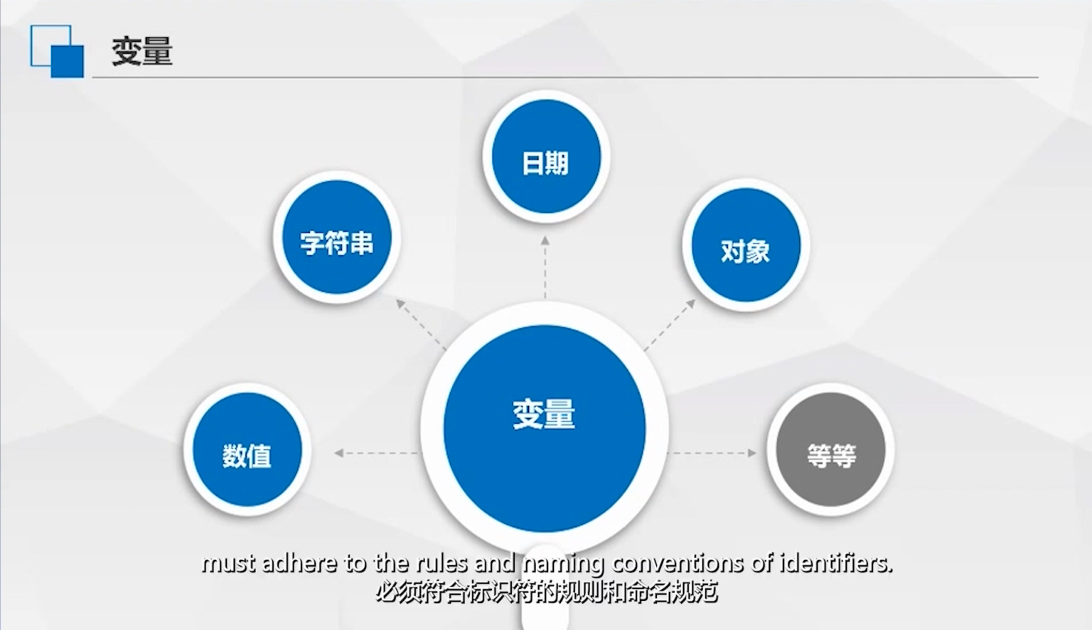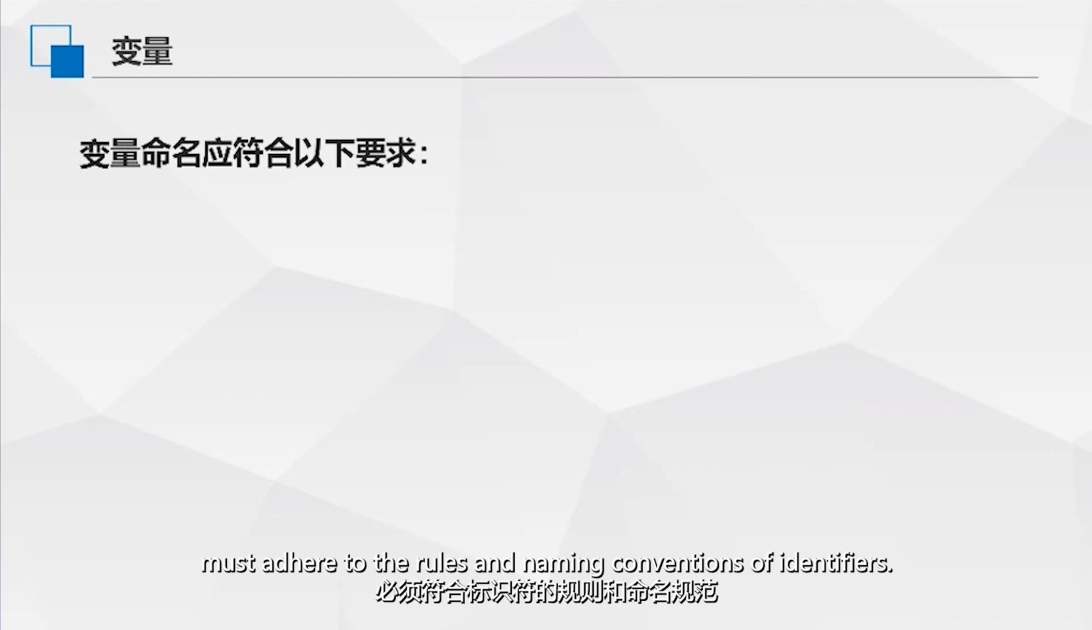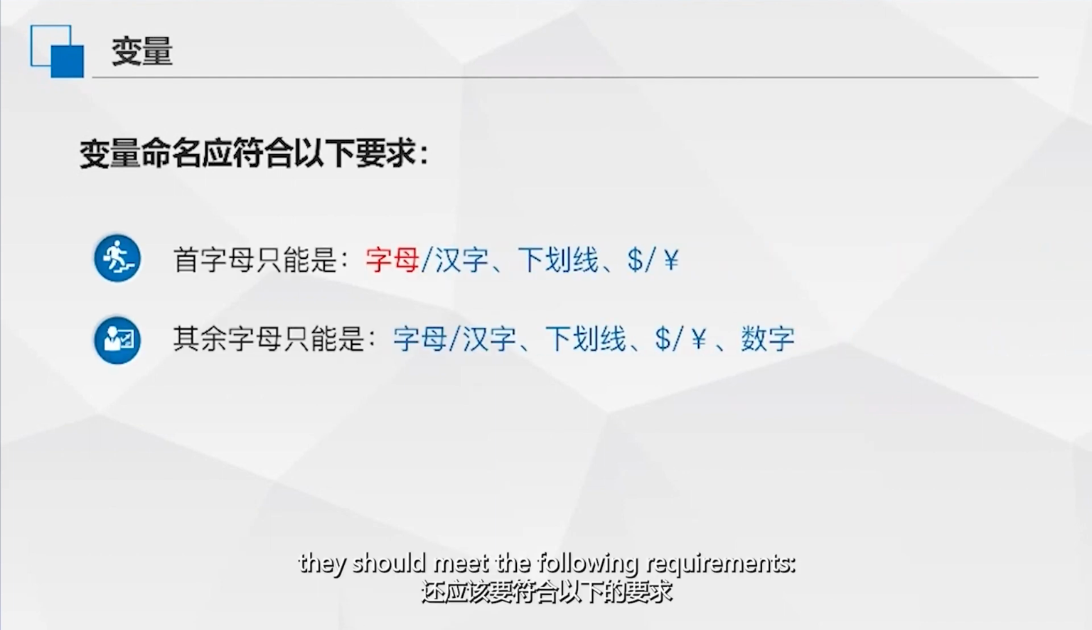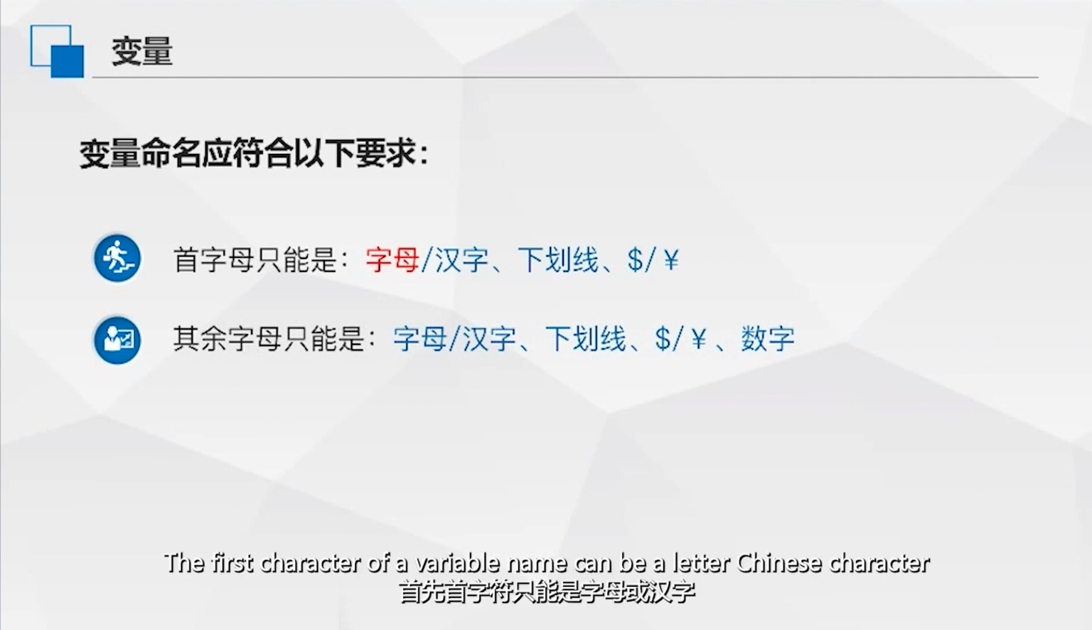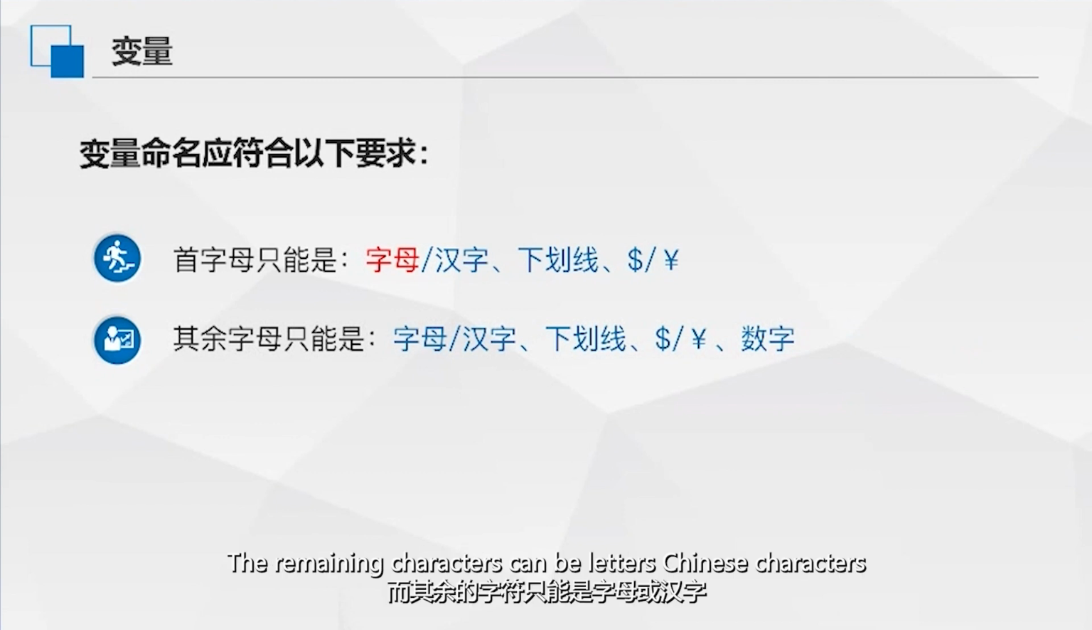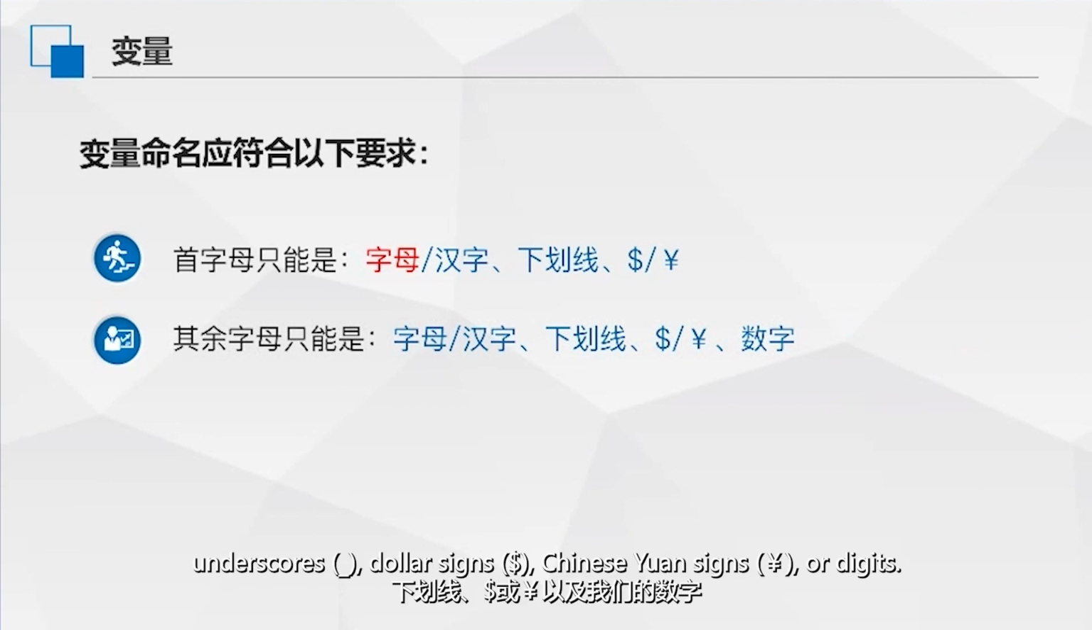Variable names must adhere to the rules and naming conventions of identifiers. Additionally, they should meet the following requirements. The first character of a variable name can be a letter, Chinese character, underscore, $ sign, or Chinese yuan sign. The remaining characters can be letters, Chinese characters, underscores, $ signs, Chinese yuan signs, or digits.